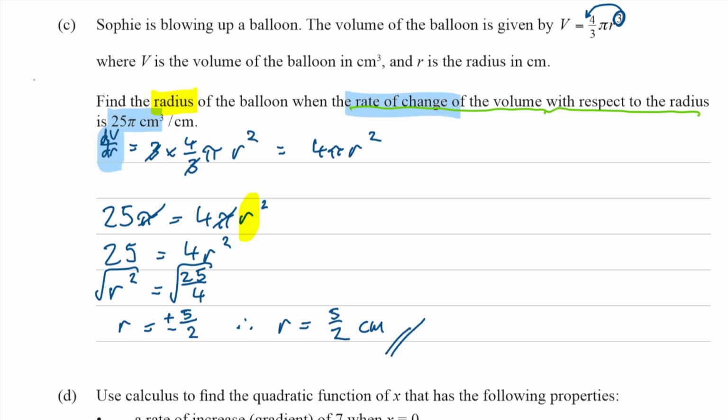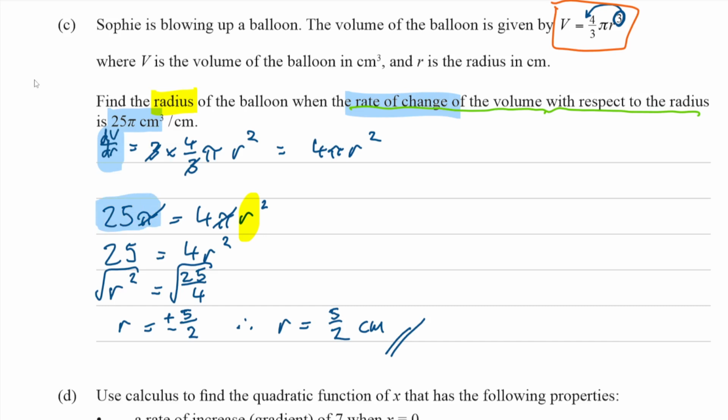Cool. So to recap this question real quick, we were given the equation for volume in terms of radius. We then had to find the rate of change of volume with respect to radius. Right, so differentiate, and then we equated that to 25 pi because we were asked to find the radius for a given rate of change. Right, so in for dV by dr, we substituted 25 pi, and then we were able to solve for the radius.